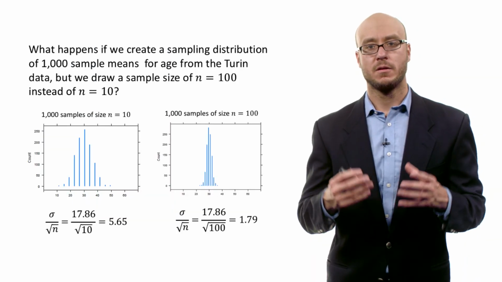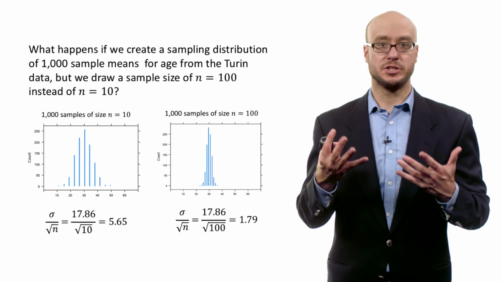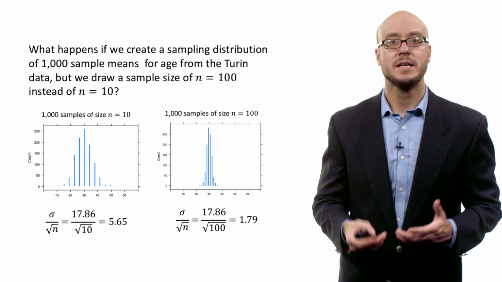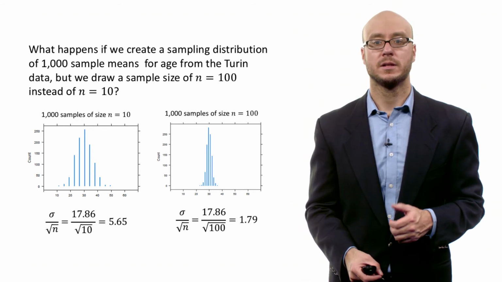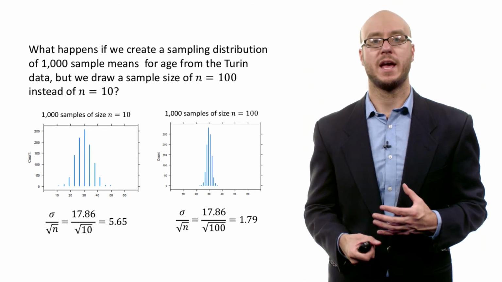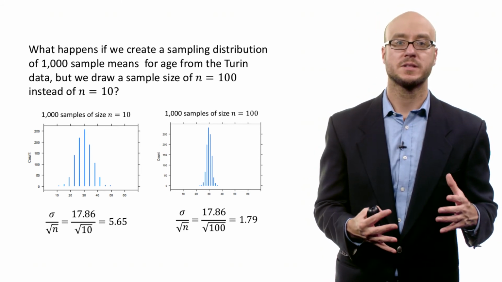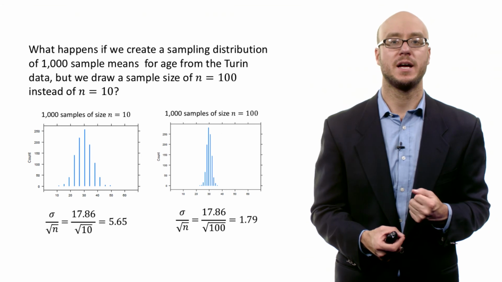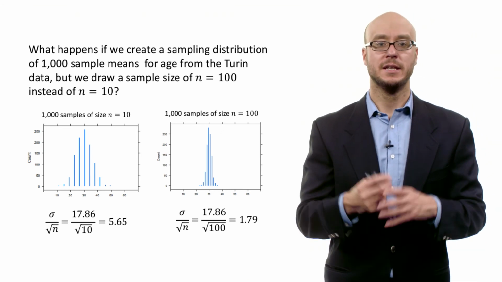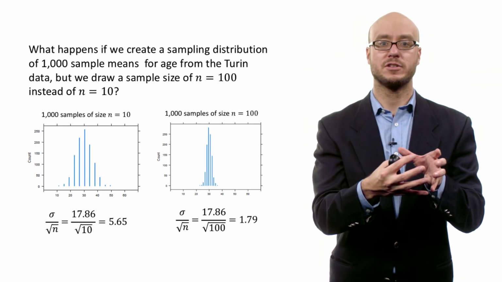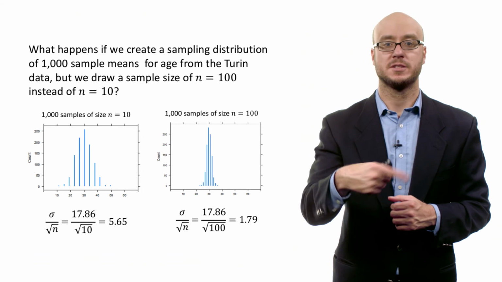Now, the important point is what would happen if we created a sampling distribution, a distribution of sample means, based on a sample size of 100 rather than 10. Well, here we have two examples. We have a sampling distribution of 1,000 sample means, each one based on a sample size of 10. So we collect 10 random people from the population, calculate their average age, throw them back in the population, and we repeat that process repeatedly.